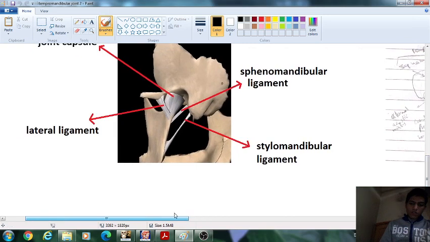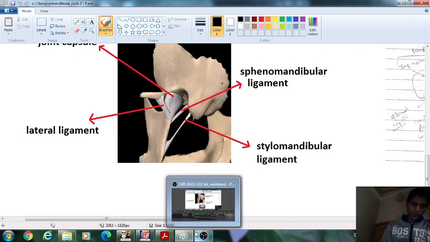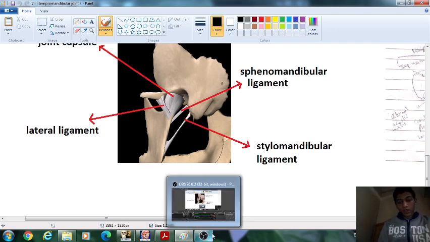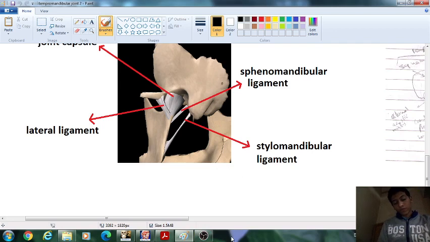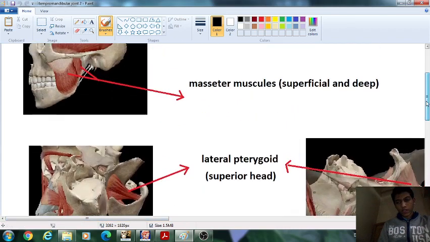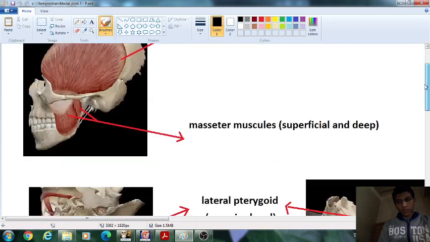So I think this is it. I think that's the full description of the joint: the definition, the parts, the ligaments that support this joint, the movements of this joint, its type, and of course some of the muscles responsible for the elevation movement of this joint. I think they are called the mastication muscles.